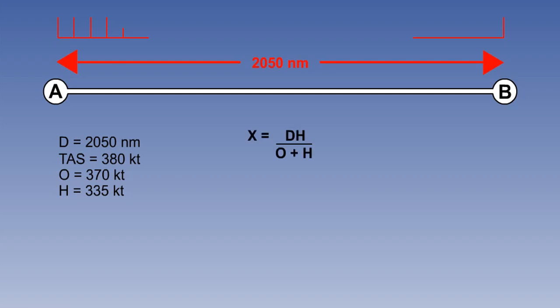As always, X equals D times H over O plus H. D is 2050, O is 370 knots, and H is 335 knots. Again, get your calculator out and do the maths. The distance to the critical point is now 974 nautical miles.